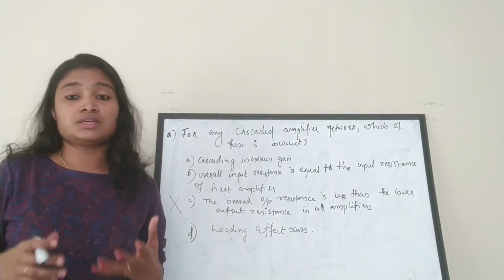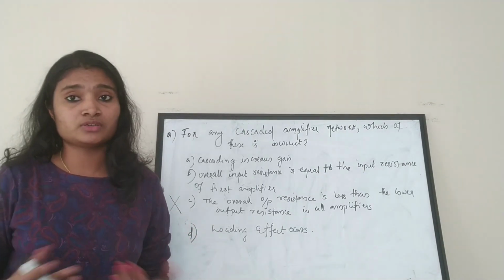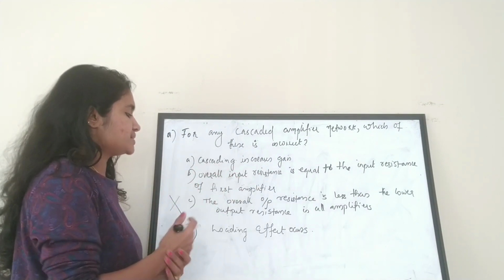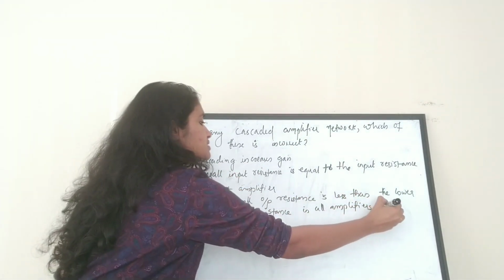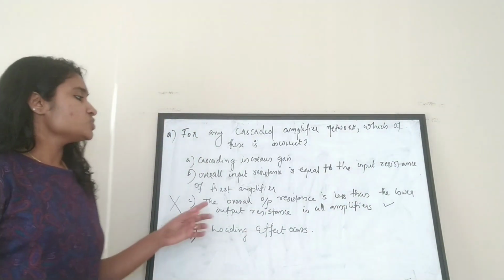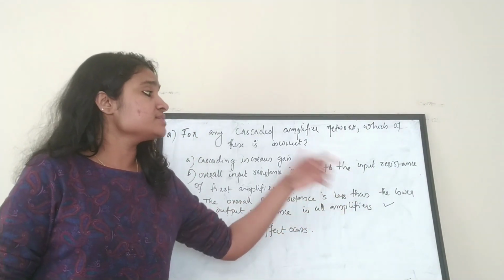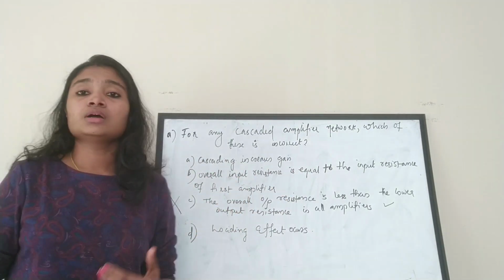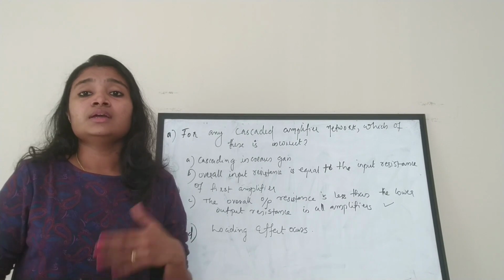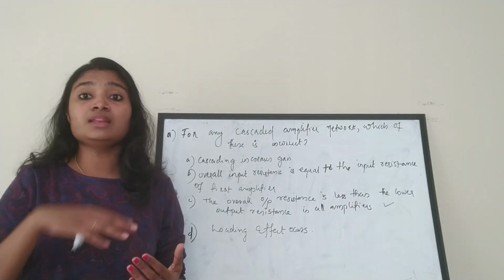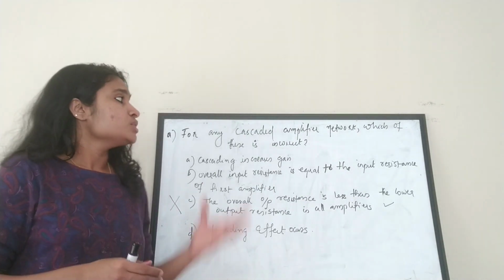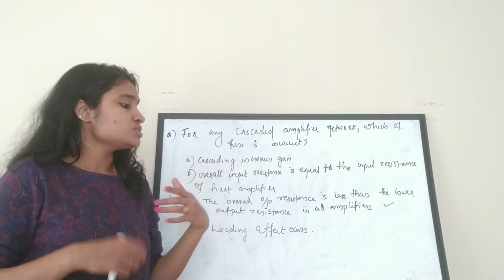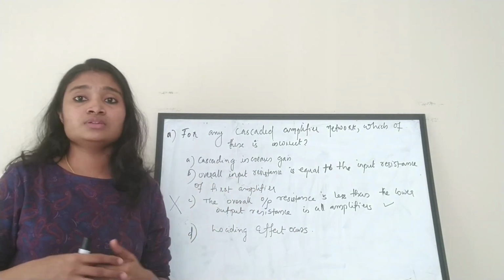D, loading effect occurs, and we have already seen why and how loading effect occurs. So the correct answer for this question is option C, because this is an incorrect statement. The overall output resistance being less than the lowest output resistance in all amplifiers is wrong, because the output resistance is equal to the output resistance of the last or the nth amplifier. We have to find the incorrect statement, right? So the correct answer for this question is option C.